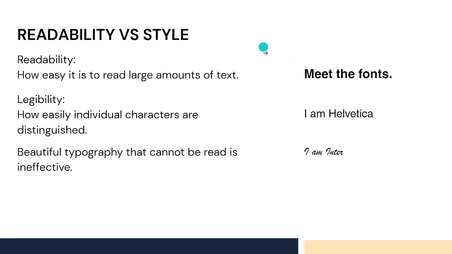Readability here, you can see the first sentence, meets the font. This is readable. Legibility is how easily individual characters are distinguished. The individual characters here are easily distinguished. And beautiful typography that cannot be read is ineffective. Like most of us, we find it difficult to actually read this because the font is expressive, but it's not readable. It's a beautiful typography, but it's not effective because it's not communicating properly to the readers.